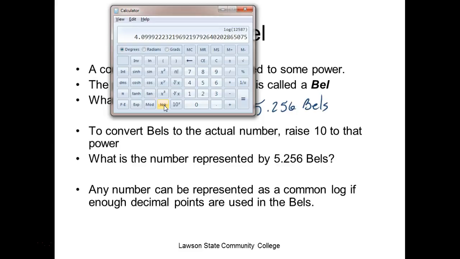So what are common logs? Common logs are nothing but what 10 would be raised to represent that number. Now I can start rounding this off, and I'm still going to have a pretty good idea what my original number is. So here's my original number. I raise 10 to that power, and that's the original number. Okay, somebody write that down.